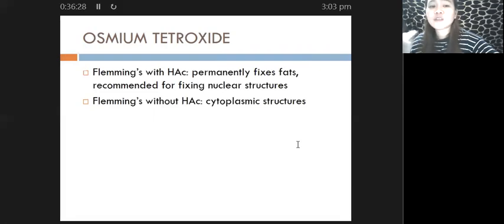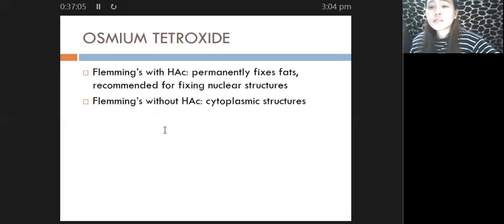Okay. Flemming's without acetic acid, on the other hand, is utilized for cytoplasmic structures. Again, your clue here is the absence of acetic acid. Remember that acetic acid is a common component of nuclear fixatives, and of course, its absence indicates that the fixative is a cytoplasmic fixative. So what are the two acids present in Flemming's without acetic acid? We have chromic acid and osmic acid.